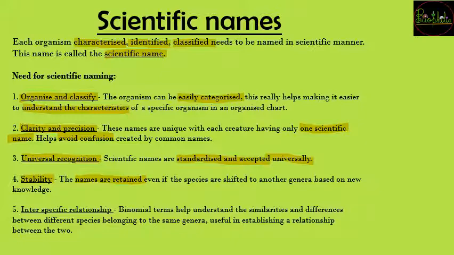Last point, for the need of scientific naming, that is interspecific relationship. Now, because of the criteria that they have been using for scientific naming, because of those names, you can understand the similarities and the differences between the species because of the relations that can be established because of the scientific names. अब ये रिलेशनशिप कैसे बिल्ड होती है? बिकॉज ऑफ द स्पेसिफिक टाइप दैट दे यूज टू नेम द ऑर्गेनिज्म.